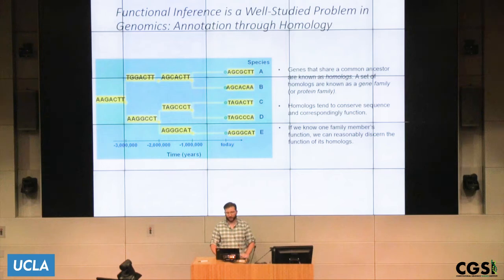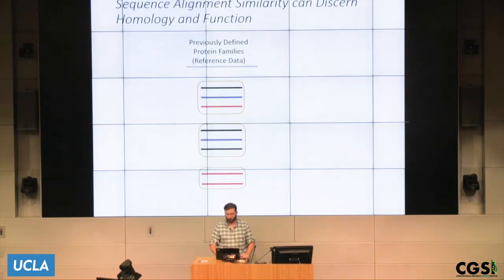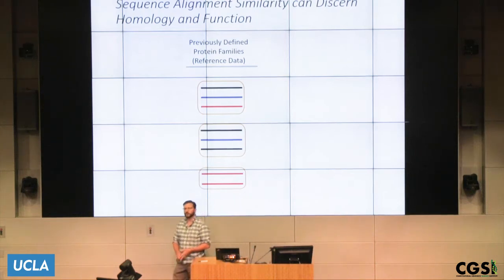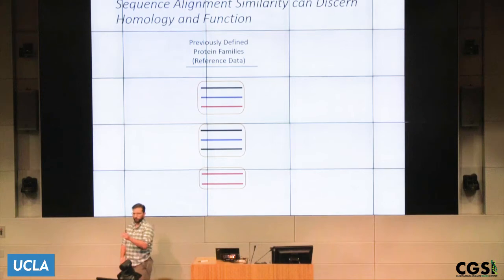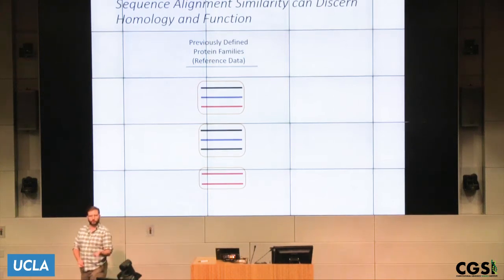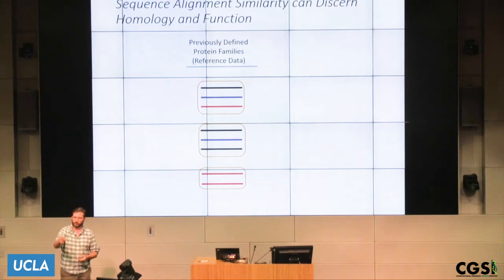So once we know one family member's function, we can reasonably discern the function of its homologs. So then if we have new sequences, we can use alignment-based procedures to discern, in just one second, what functions might be associated with our new sequences of interest.